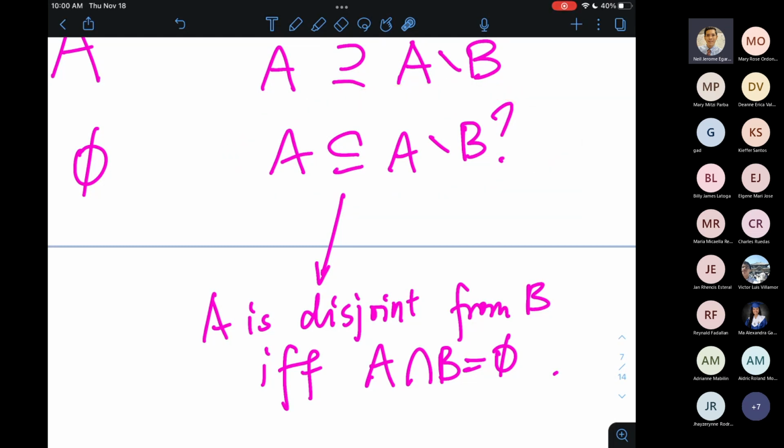Pag walang common elements mula kay A at saka kay B. Kasi ma-imagine nyo na kapag wala namang common elements saka si A at saka si B, yung A minus B ay magiging equal pa rin kay set A. Probably that would be a good exercise to prove. Malay nyo makasama siya sa problem set. Okay? But I guess I consumed all of our time for today.